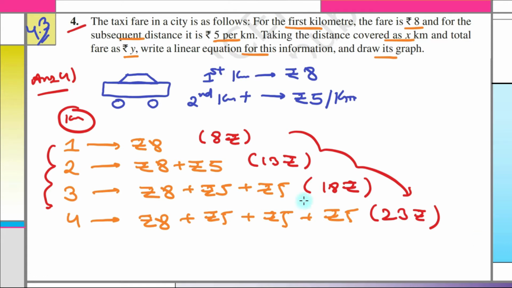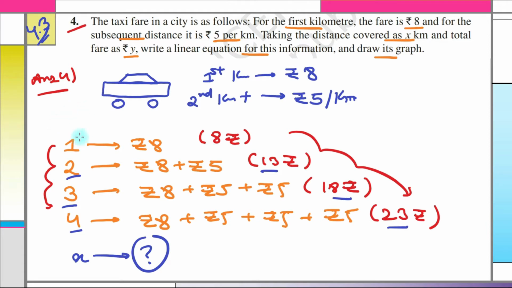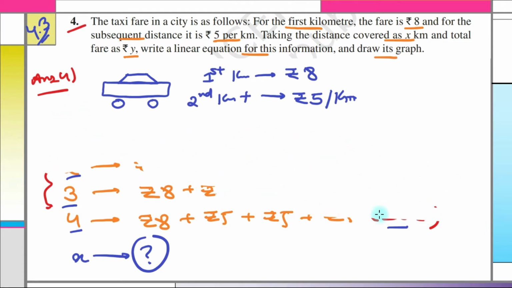So the question is asking us in general, suppose I travel x kilometers, what will be the charge? For 4 kilometers we calculated 23 rupees, for 3 kilometers 18 rupees, for 2 kilometers 13 rupees. Now if I travel x kilometers, how much do I have to pay? This is the question in brief, and if you are able to find this answer, it's simple and we get the answer. It is not that hard a question, but I hope I was able to explain its meaning through these examples.